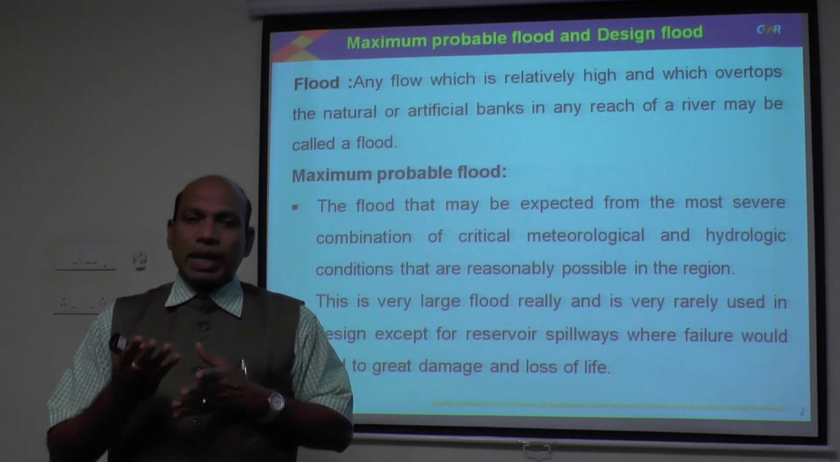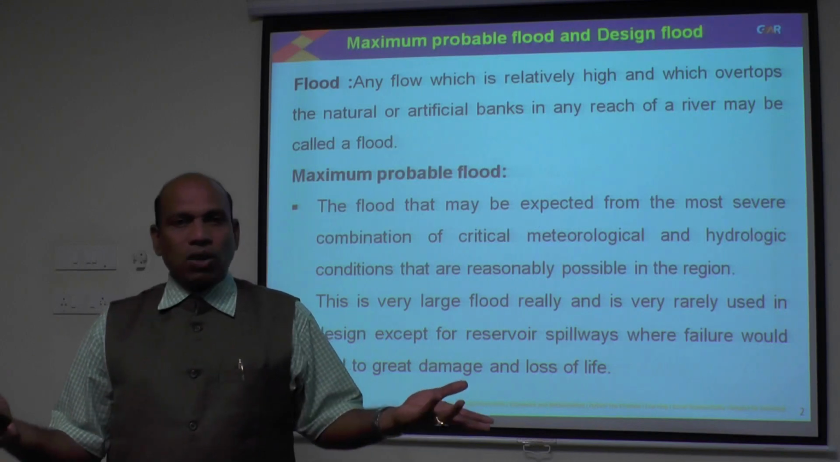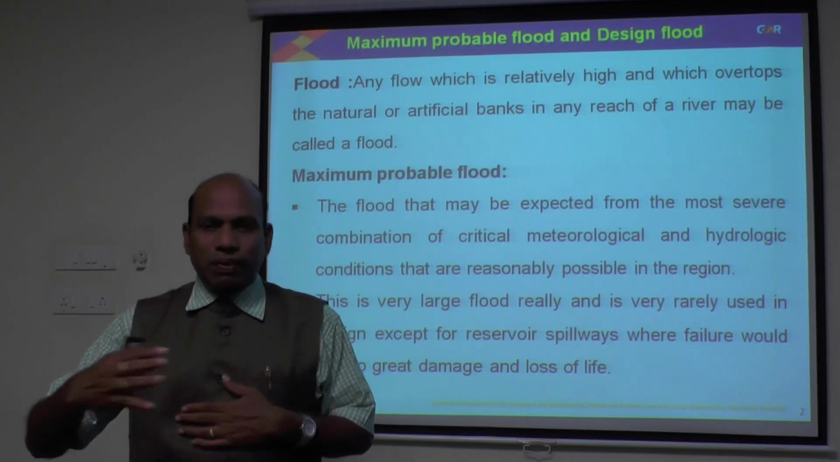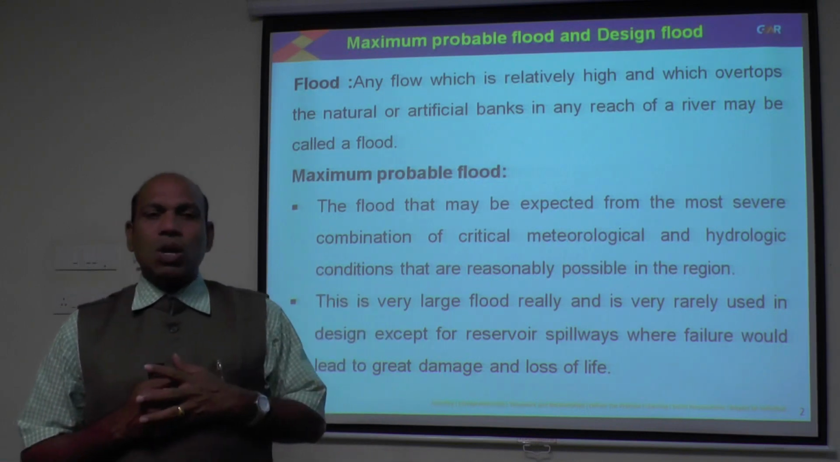If the water level rises beyond that maximum water level, the water flows above the bunds, and then the bunds of that particular river fail. That type of flow is known as flood water.